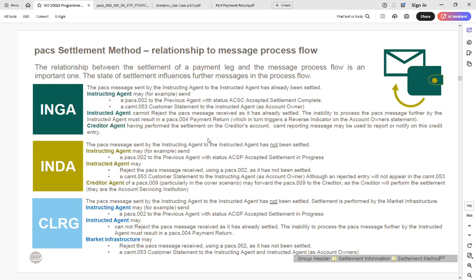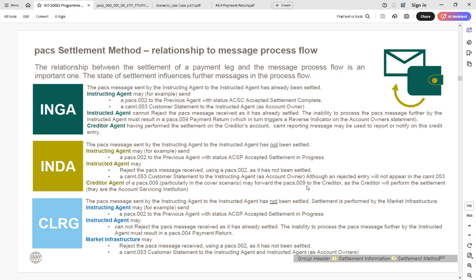So we are discussing the same instructed agent, how the settlement is done. I only have one more example from my own notes, that's why I'm explaining the same thing. The next settlement method is called INDA, where the settlement is done by the instructed agent, so by the receiver of the message. It means Deutsche Bank holds an account with the instructed agent, so the receiver will settle the payment. So here the receiver is settling the payment instead of the sender of the bank.